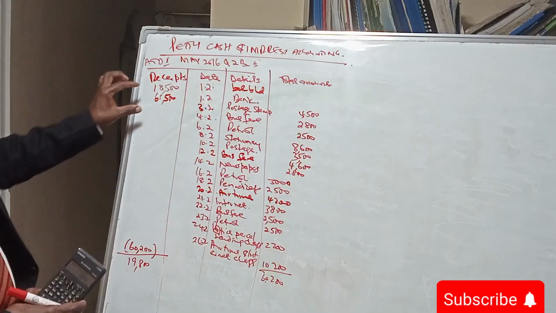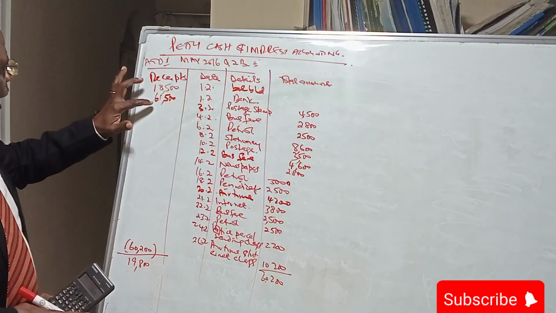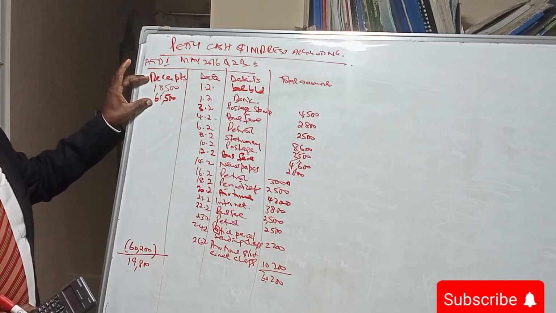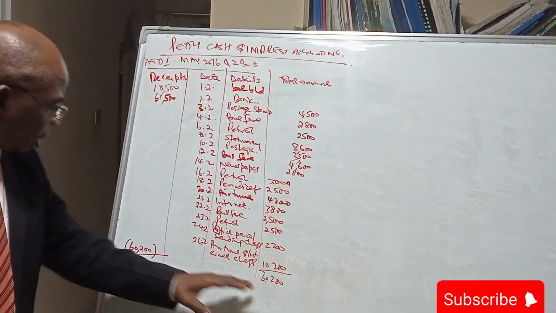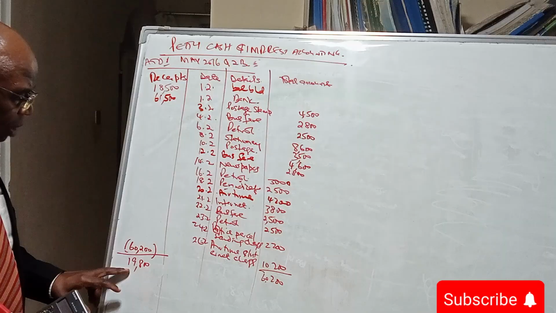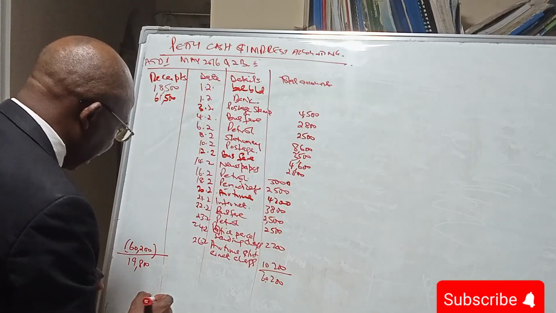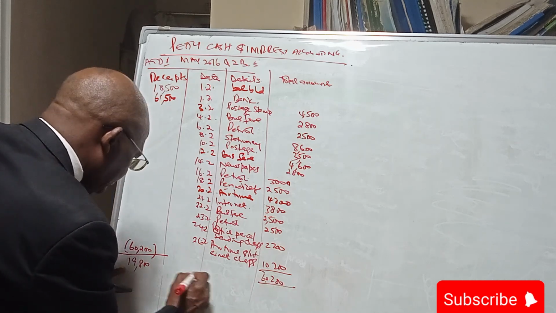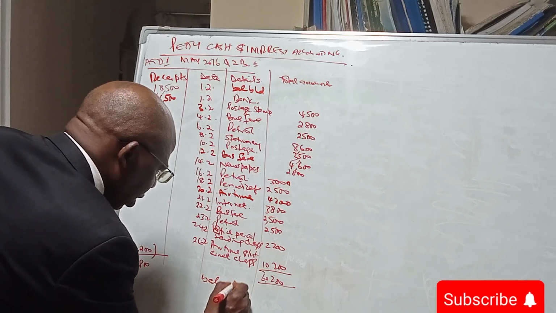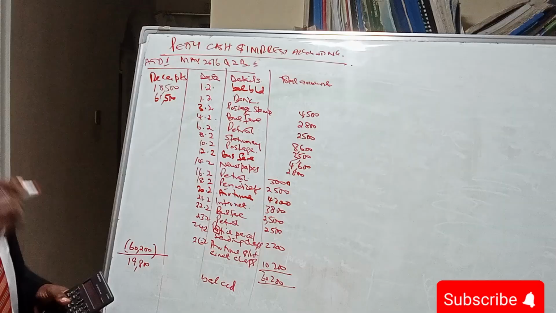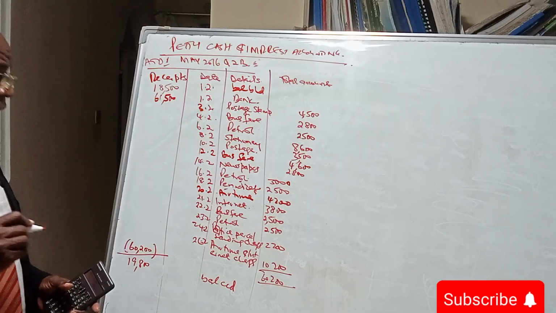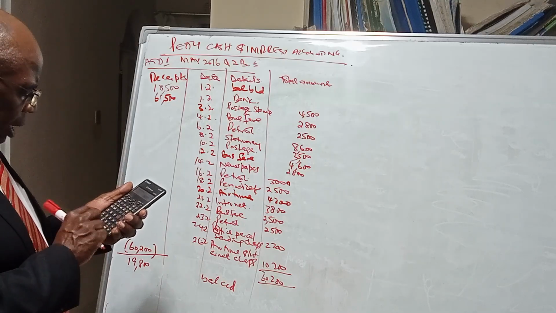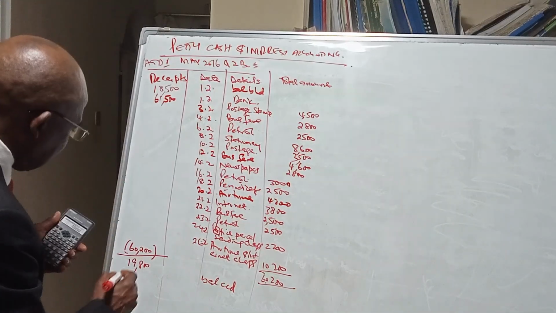This is 80,000. Now 80,000 minus what we have spent, that is 60,200, we get 19,800. That is the balance carried down. And we are supposed to be having 80,000. And therefore, 80,000 minus 19,800, we get a balance of 60,200.